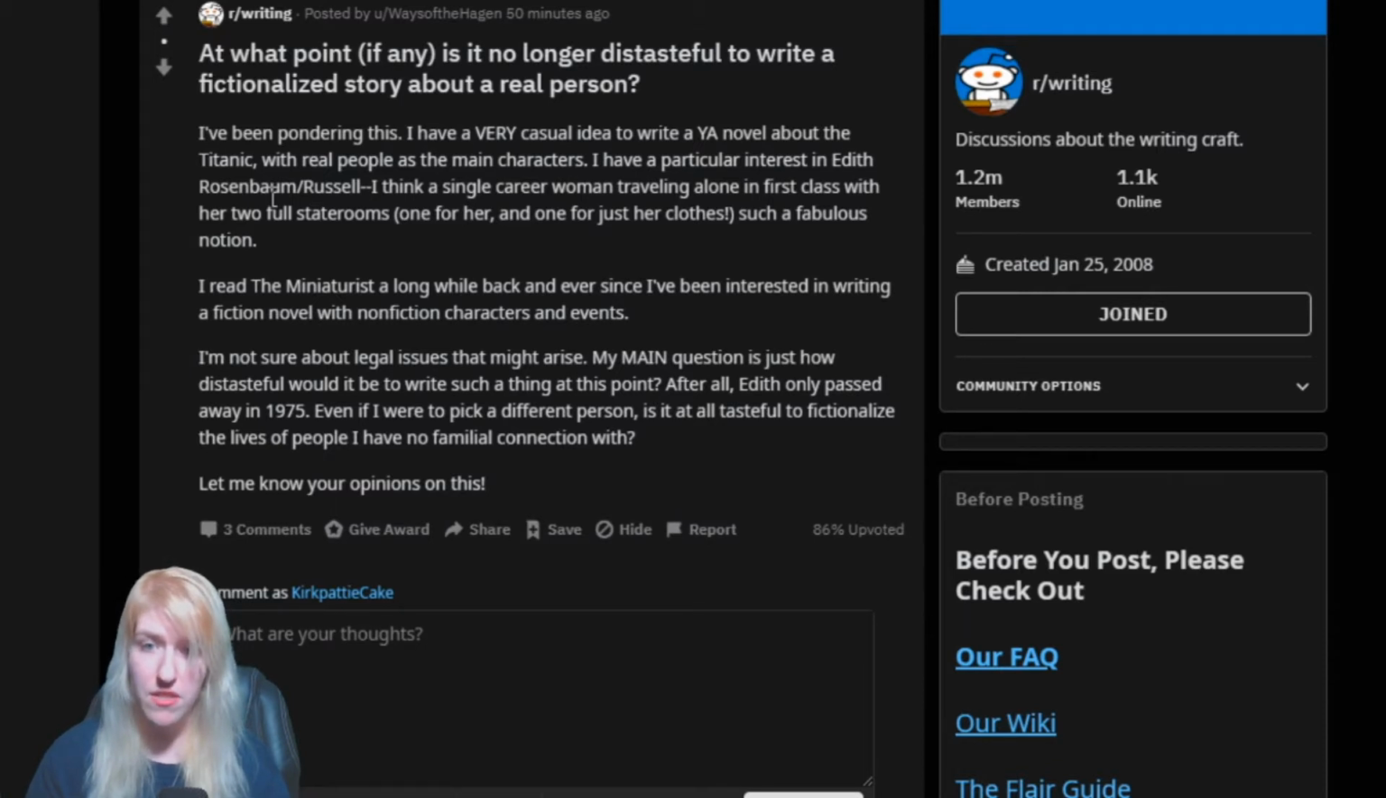I read The Miniaturist a long while back, and ever since, I've been interested in writing a fictional novel about nonfiction characters and events. I'm not sure about the legal issues that might arise. My main question is just how distasteful it would be to write such a thing at this point. After all, Edith only passed away in 1975. Even if I were to pick a different person, is it at all tasteful to fictionalize the lives of people I have no familiar connection with?